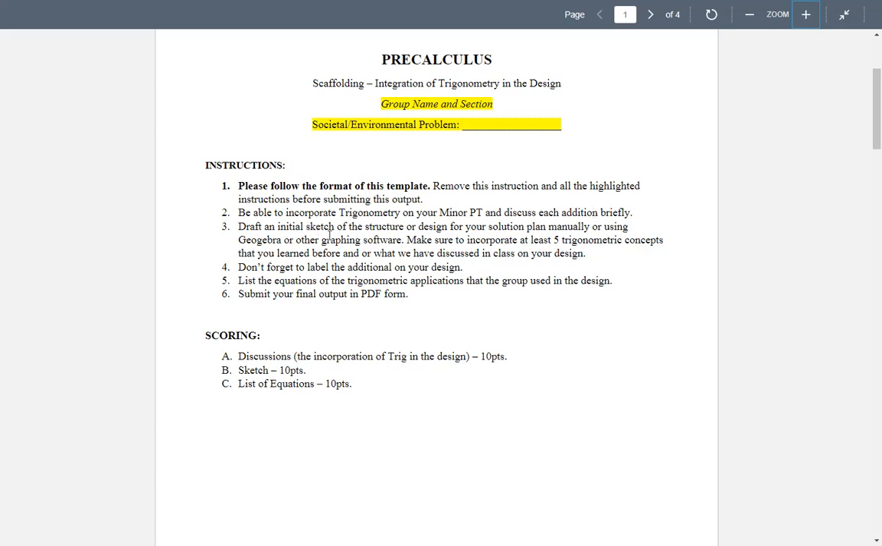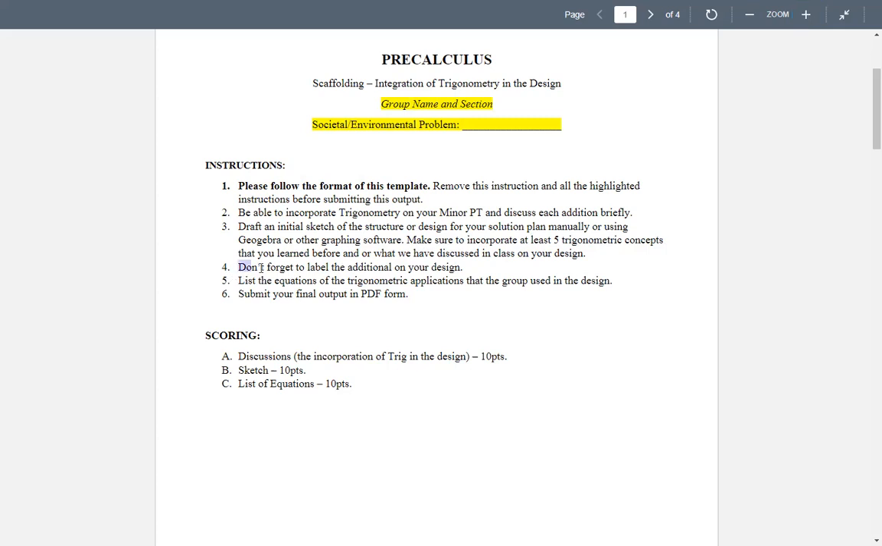Next, draft an initial sketch of the structure or design for your solution plan manually or using GeoGebra or other graphing software. So make sure to incorporate at least 5 trig concepts that you have learned before or what we have discussed in class on your design. So we will not limit it to what we have learned in our discussions, but you can also apply the concepts of trig that you have learned before on your action plan, so that we can have a wide scope for the application of trig on your major PT.